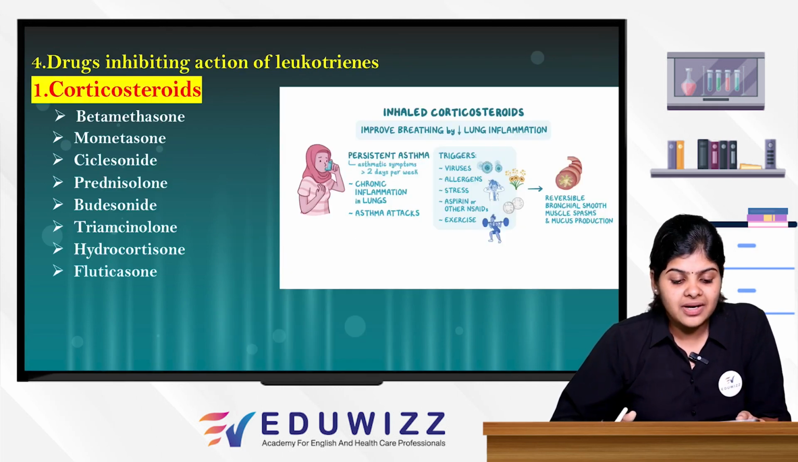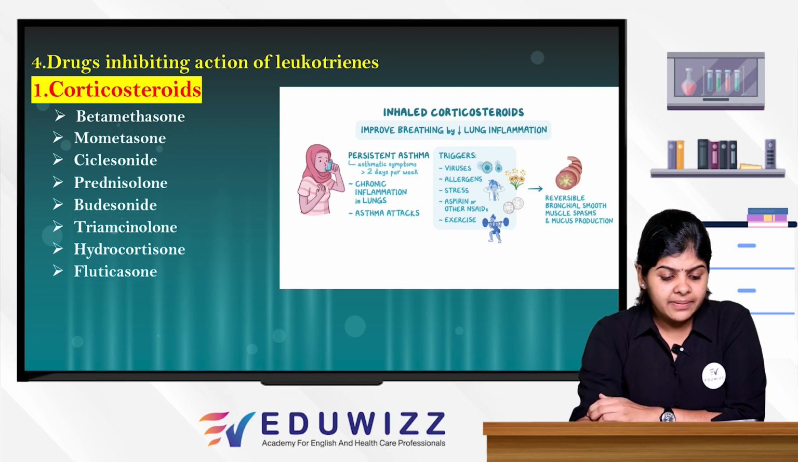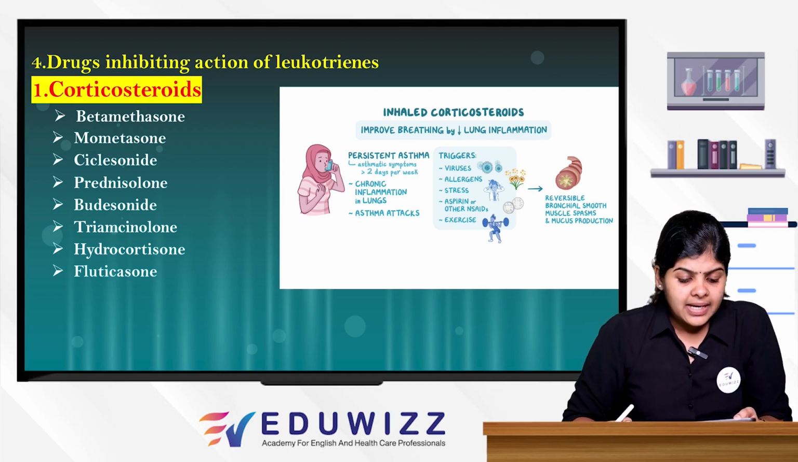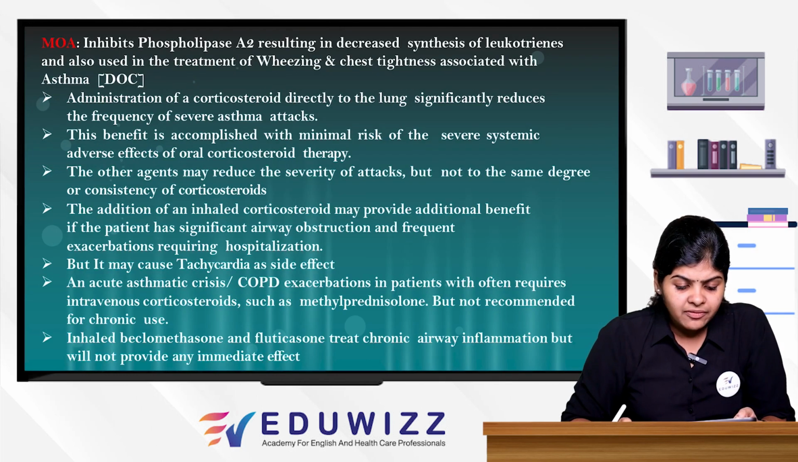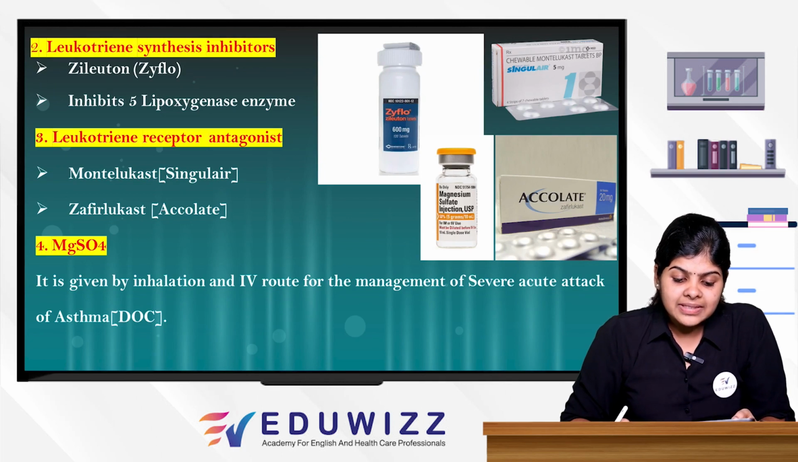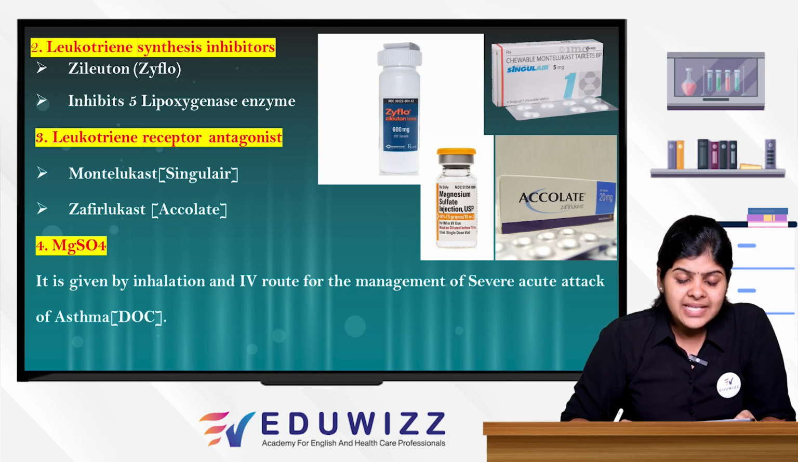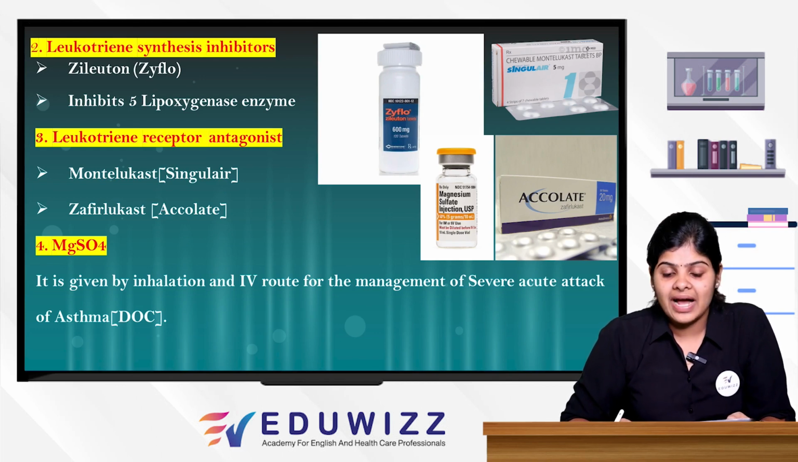So, the fourth category of drugs inhibiting leukotriene action are corticosteroids. You can see the examples one by one: betamethasone, mometasone, ciclesonide, prednisolone, budesonide, triamcinolone, hydrocortisone, and fluticasone. Okay, so leukotriene synthesis inhibitors are zileuton and which inhibit the lipoxygenase enzyme. And leukotriene receptor antagonists are montelukast and zafirlukast, and magnesium sulfate can be used. It is given by inhalation and IV route for the management of severe acute attack of asthma, the drug of choice.